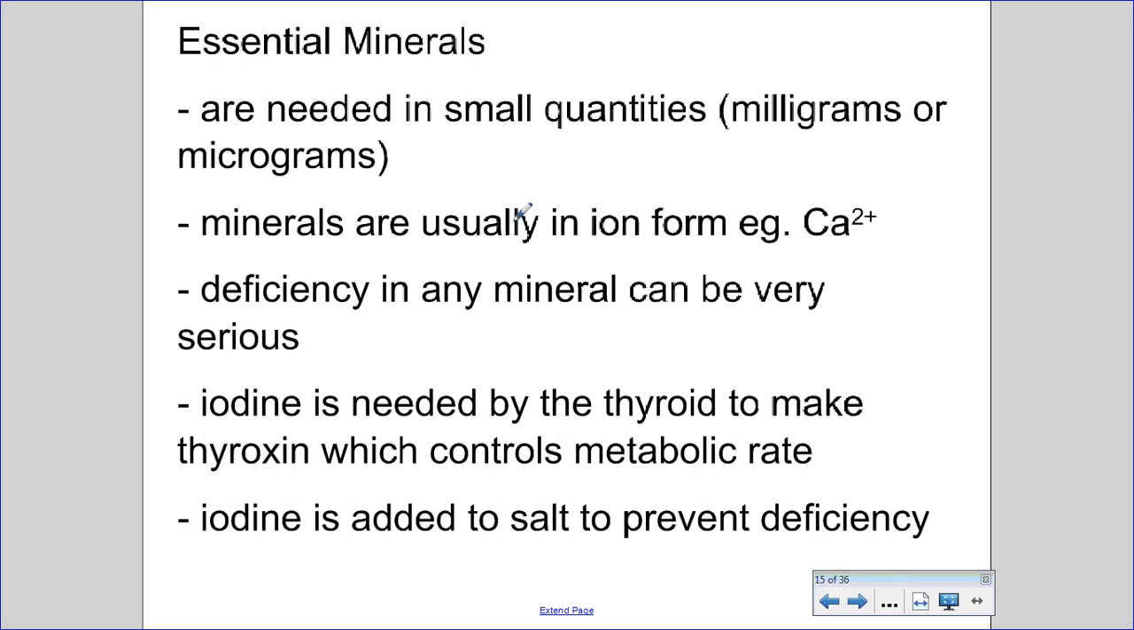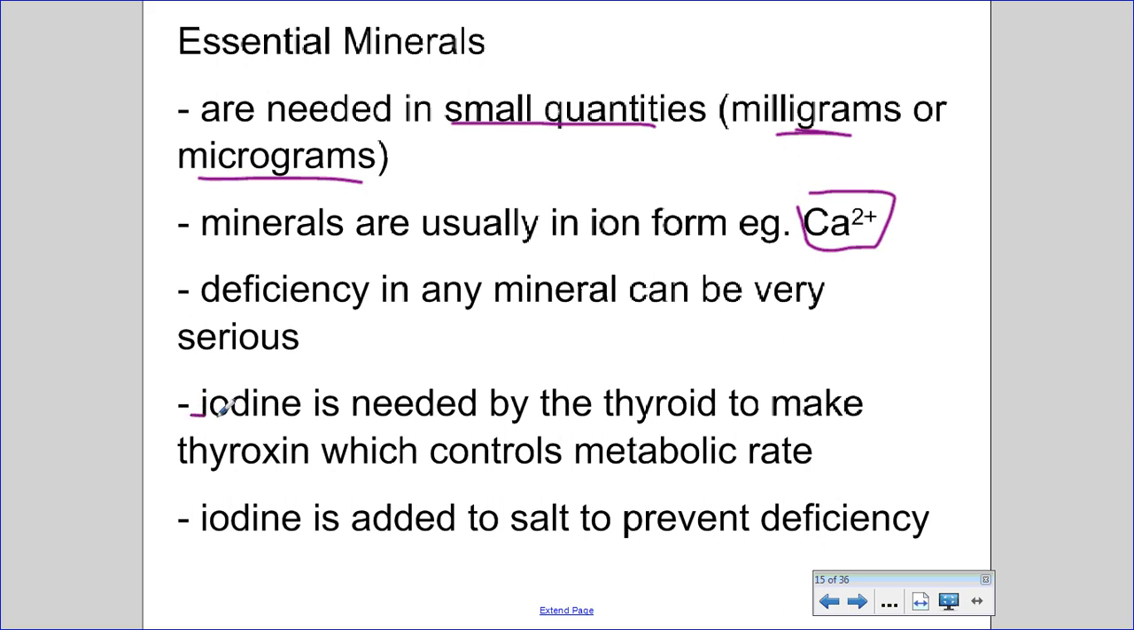For essential minerals, these are minerals that are needed in small quantities, and we're talking about milligram or microgram quantities. And those minerals are usually going to be found in their ion form. So for example, calcium that we take in our diet is going to be in the calcium 2 plus ion form. Deficiencies in any mineral can be very serious as well.